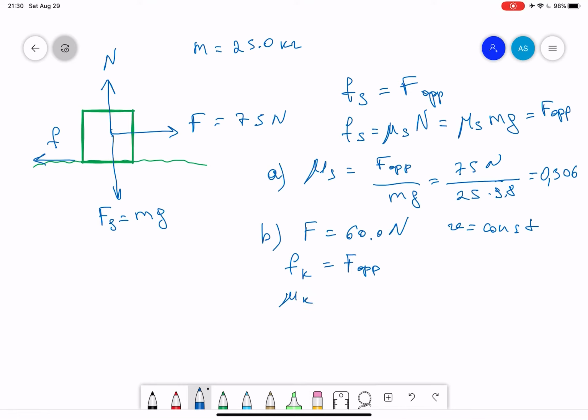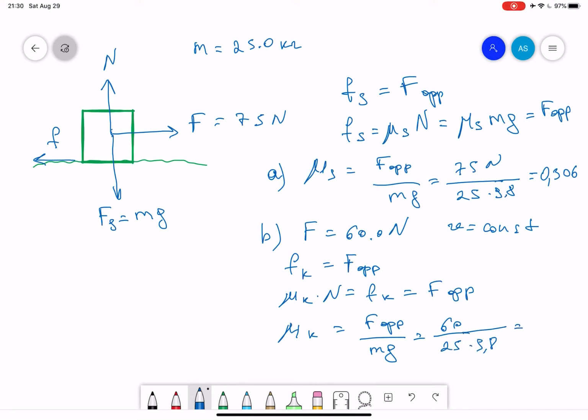So mu k times n gives you Fk, which is equal to F applied. From here, mu k is simply equal to F applied divided by mg. So here it is 60 divided by 25 times 9.8, which gives you 0.245. Okay, this is how you solve such a problem.